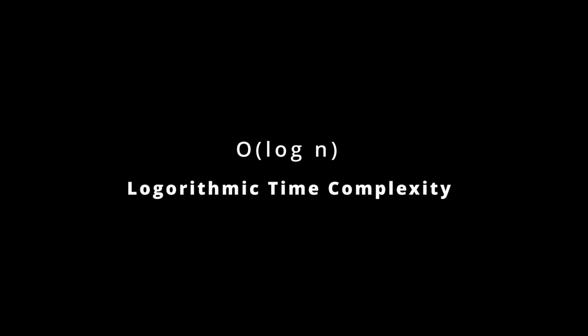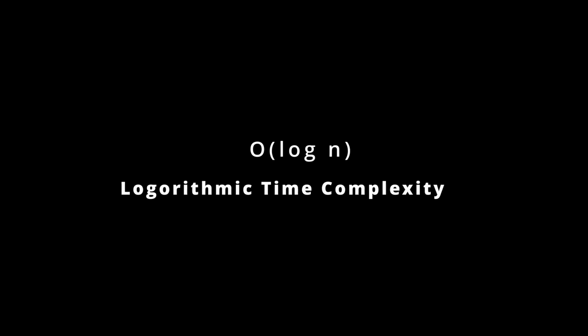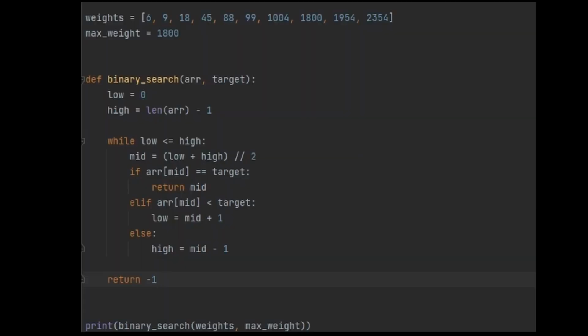Next, let's look at O of log n, which represents logarithmic time complexity. This type of complexity often comes up when an algorithm divides a problem space in half at each step. An example of O of log n is the binary search algorithm. Binary search efficiently finds the position of a target element in a sorted list. With each comparison, the search space is halved, resulting in logarithmic time complexity.